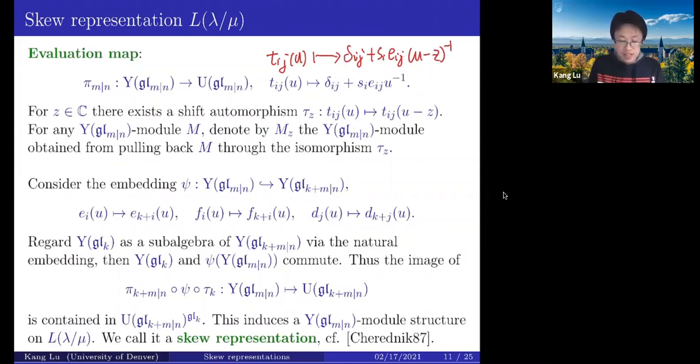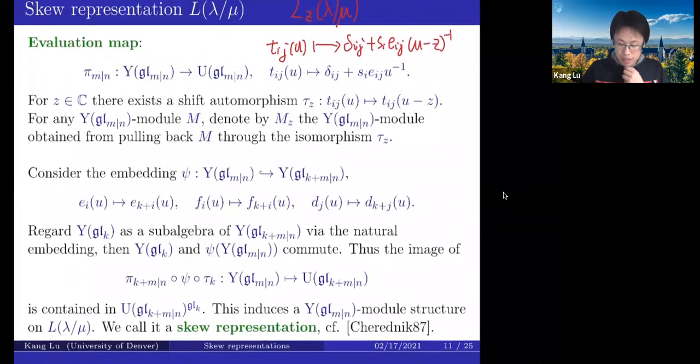So we consider, suppose this is the module. I didn't define it yet, but suppose there is a Yangian module structure, then I will twist it a little bit using this shift automorphism. So for this, I'm going to use a slightly different notation. I will put the evaluation parameter here, this is mu.